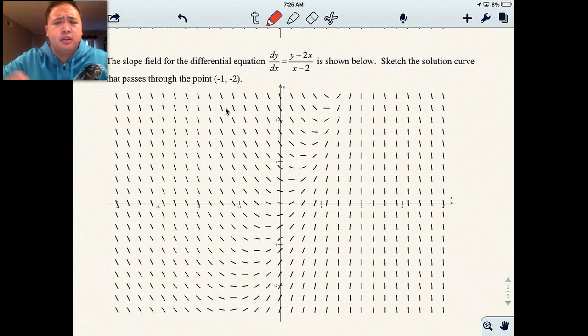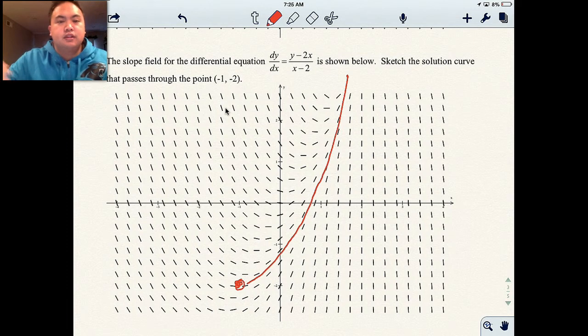Here's another example. This one says at negative 1, negative 2, so I draw my dot there. You could go anywhere first, so let me start at the right. Again, I just follow the curve, and it goes kind of straight up like that. On the left side, same thing, but maybe a little bit steeper, like so. And that's how you find a solution curve given a slope field already.